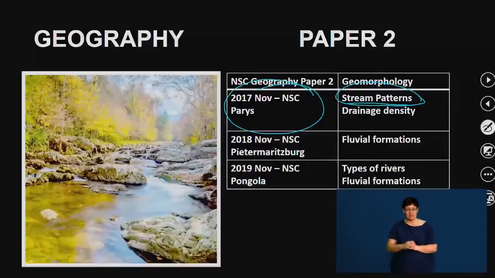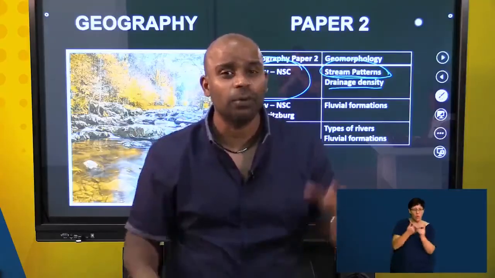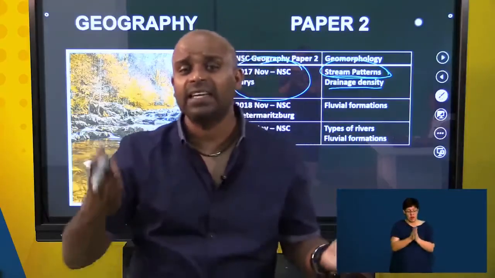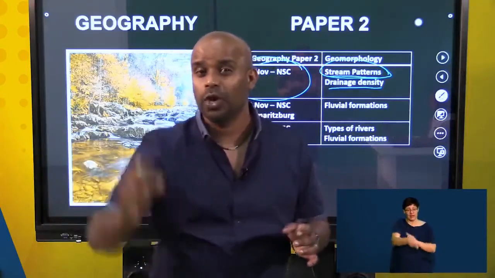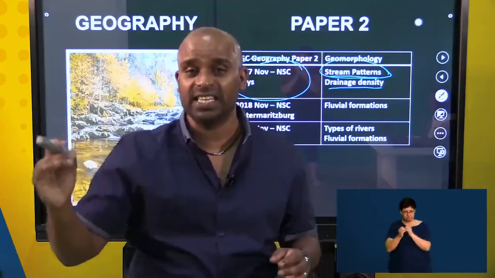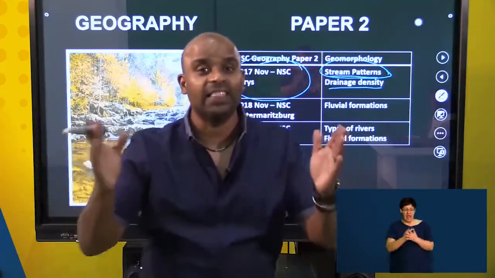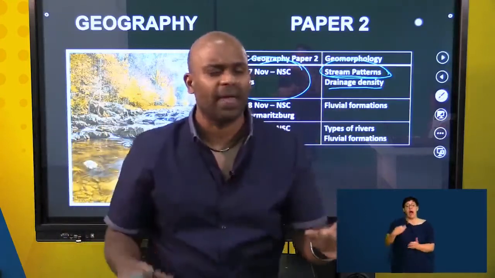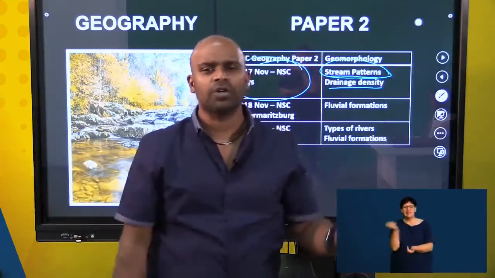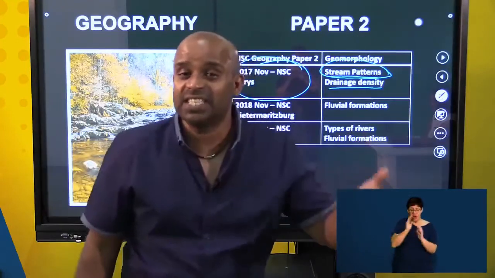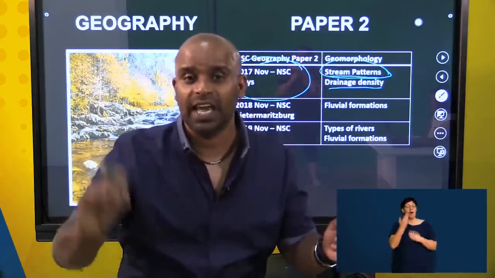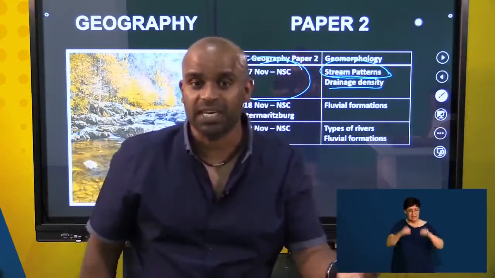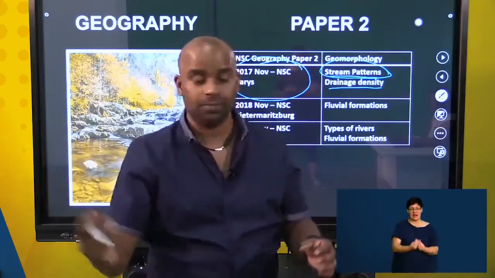In the same paper, drainage density. And note the following: the ratio between the length of streams and the total area covered by that drainage basin. So you would have had to know the formula for drainage density as well as its definition, and then be able to apply it onto a map. And simply put, this is about whether the area is a high drainage density or a low drainage density. Your ability to see a river system with fewer tributaries and a river system with more tributaries.